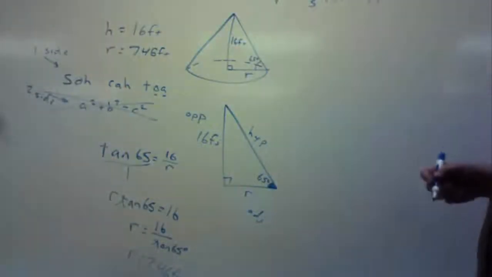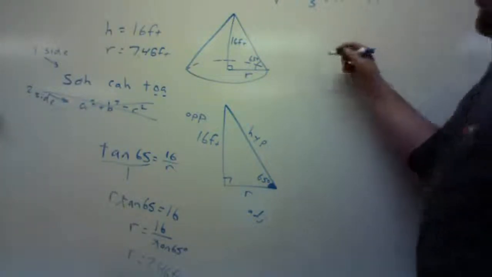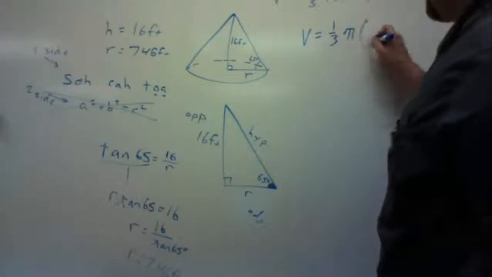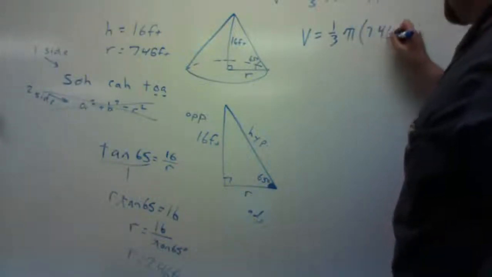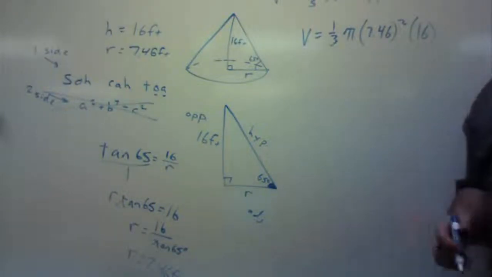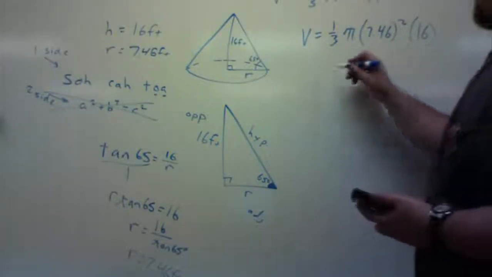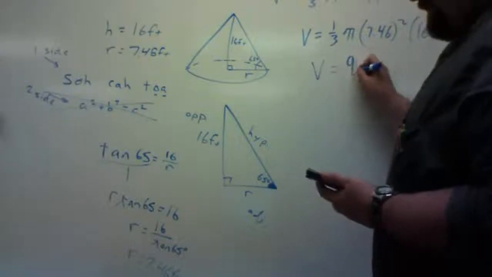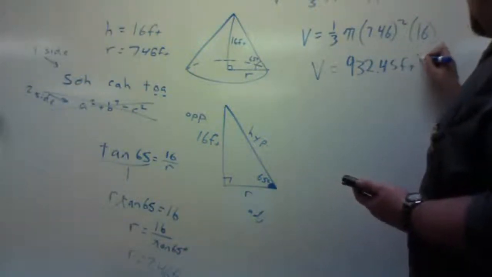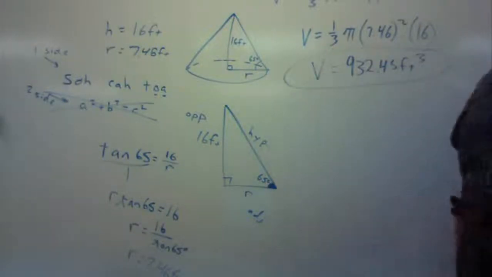So wait, I now know the radius, I now know the height, and I was looking for volume, plug it in. Volume equals 1/3 pi times the radius, 7.46, squared times the height, 16. Calculator time. And when I plug it into my calculator, the volume ends up being 932.45 feet cubed. And there we go.